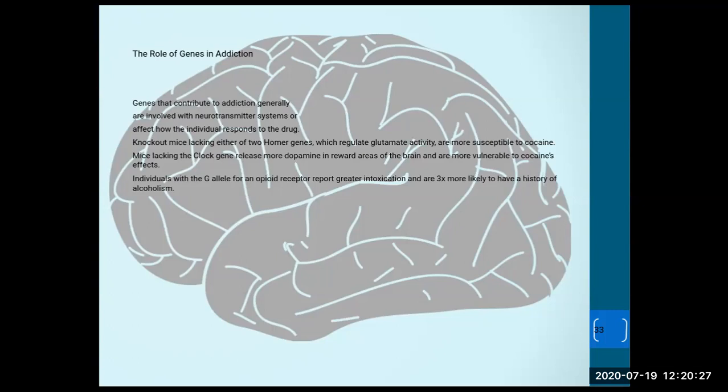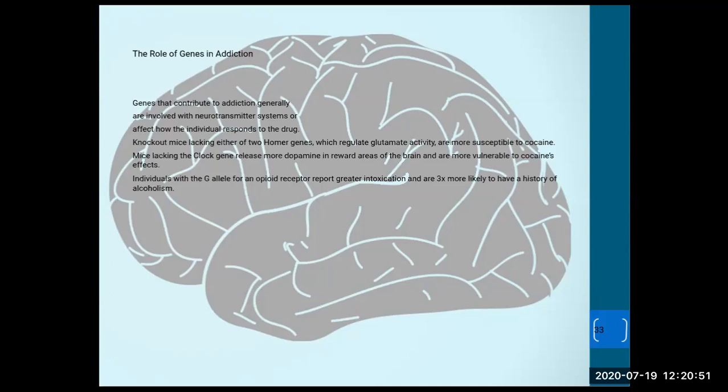There's another gene called the clock gene. And so mice that don't have a clock gene actually release more dopamine in reward areas of the brain. And so they're more vulnerable to the effects of cocaine. So both the Homer and the clock gene knockout mice seem to be more susceptible to cocaine addiction and the effects of reward.